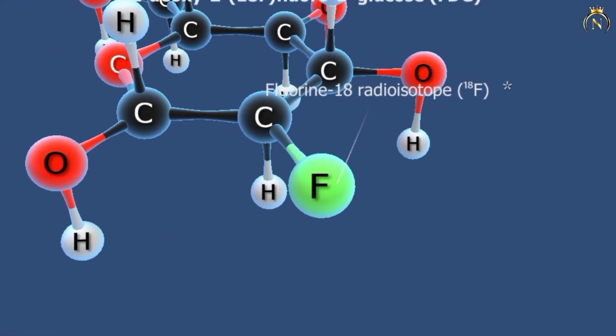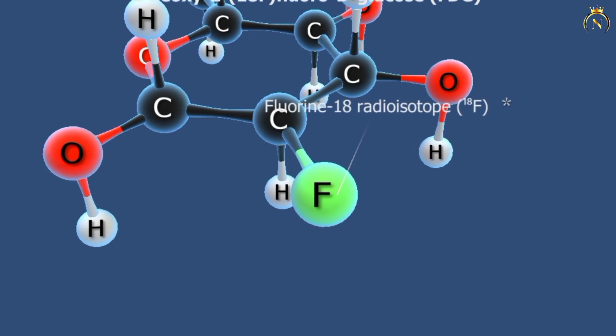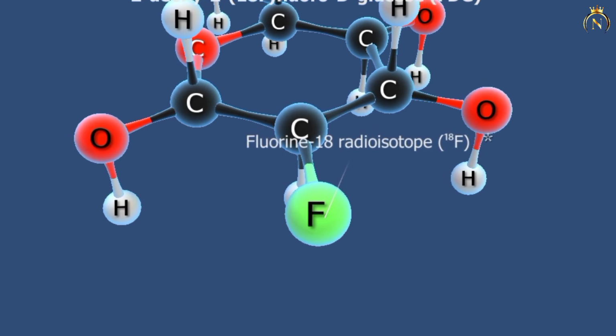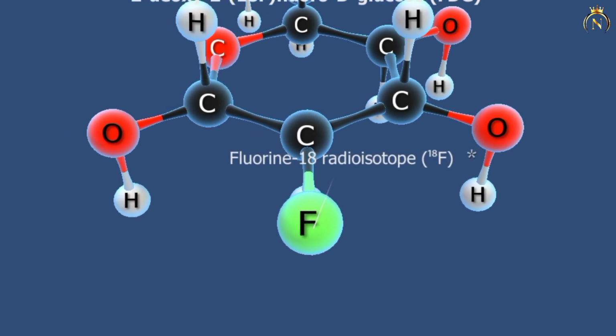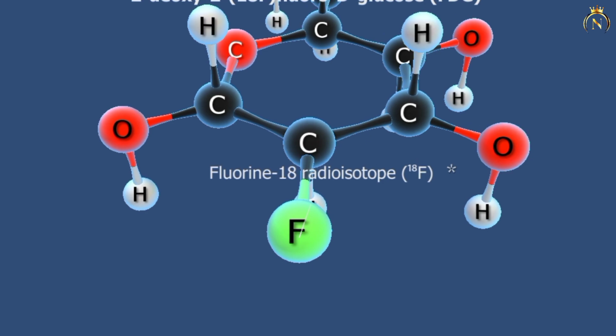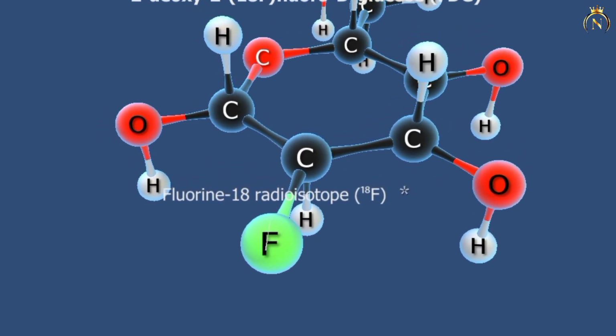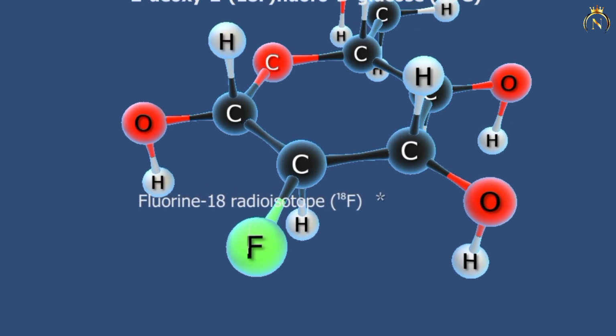Fluorodeoxyglucose, or FDG, is a fluorine isotope attached to a glucose molecule. It is commonly used in PET scans. FDG accumulates in tissues where glucose uptake is increased, in other words, where significant metabolic processes take place.